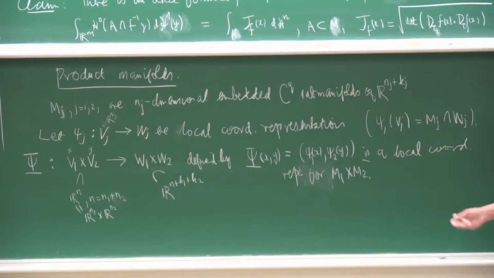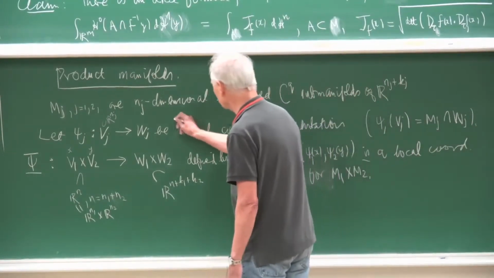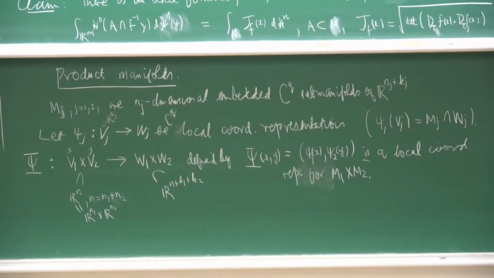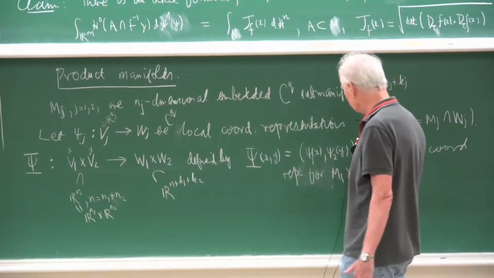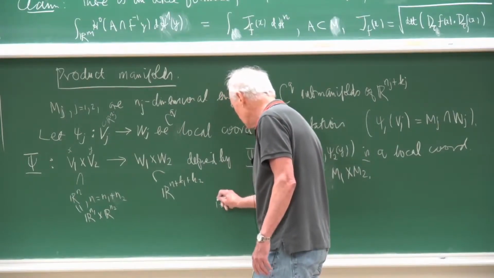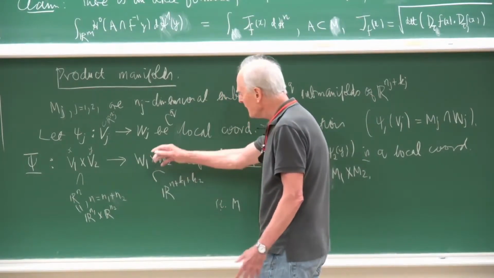Easily check that it satisfies all the conditions. It's clearly a one-to-one map, and it's C^q if these are C^q local coordinate representations. So that means that this Cartesian product is indeed a q-dimensional embedded submanifold, because you can do this in a neighborhood.